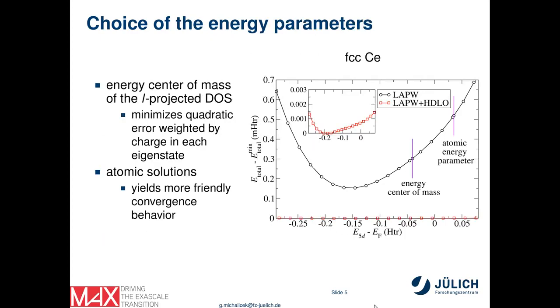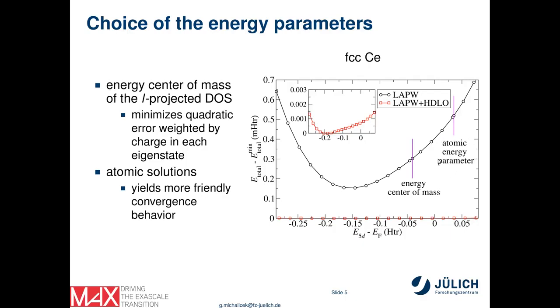So let us also discuss the energy parameters. These are not selected directly by the user, but we have an automatic method of choosing them. So let me first discuss what we actually plot here in this plot on the right side. There I show the total energy depending on the energy parameter. And you see that I marked here 2 special energy parameters, the atomic energy parameter and the energy center of mass method. And these are 2 ways of determining the energy parameter automatically.